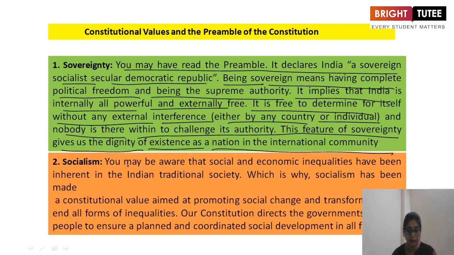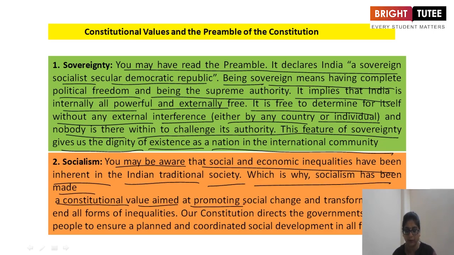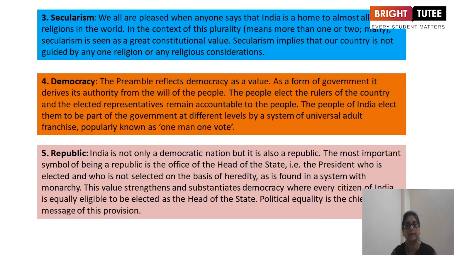The next one is socialism. You may be aware that social and economic inequalities have been inherited in India's traditional society, which is why socialism has been made a constitutional value aimed at promoting social change and transformation against all forms of inequalities. Our constitution directs the government and the people to ensure planned and coordinated social development in all the fields.